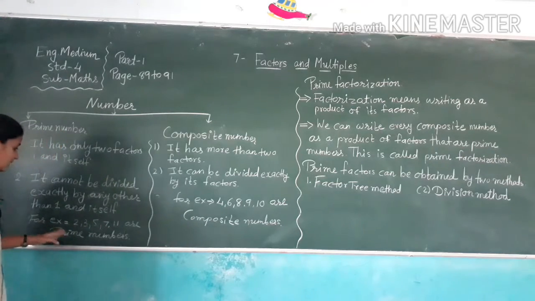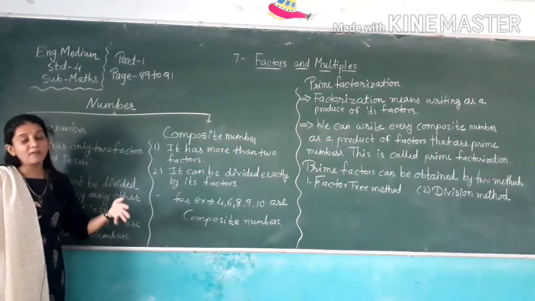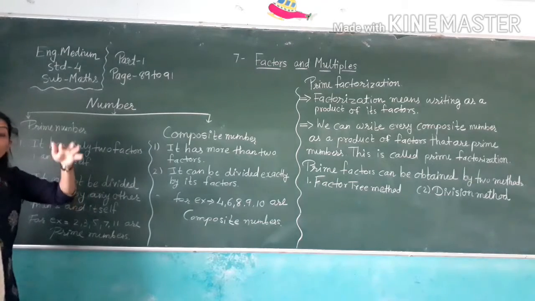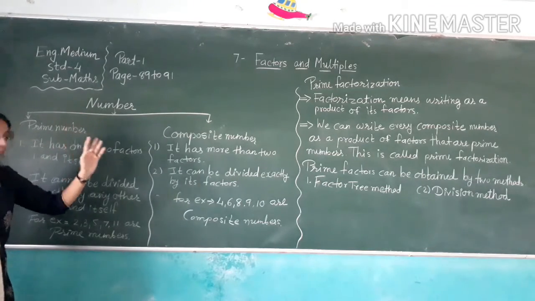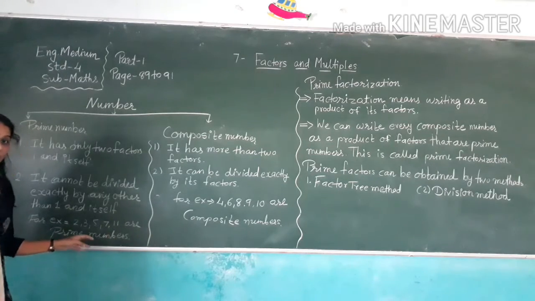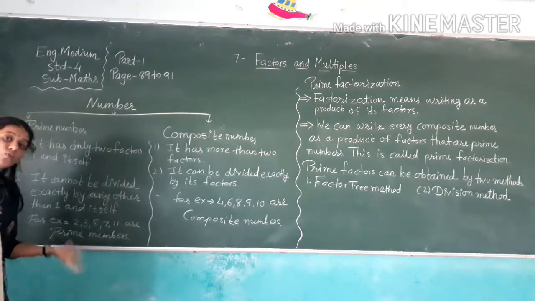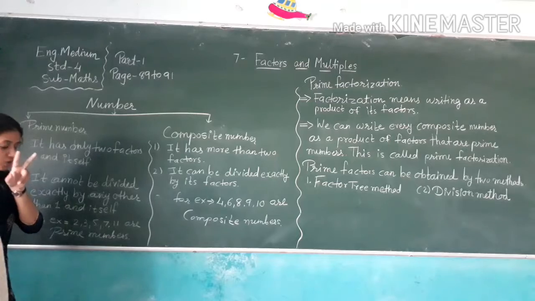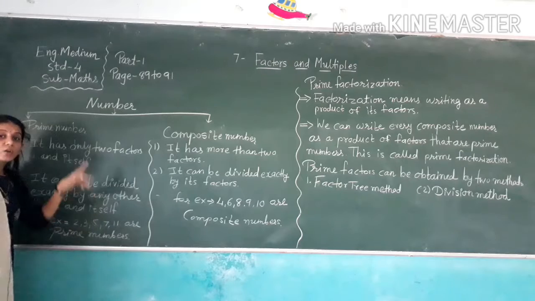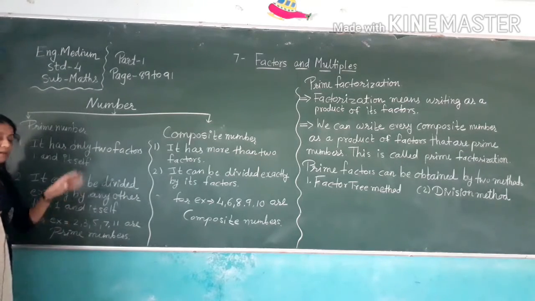For example, 2, 3, 5, 7, 11 are prime numbers. Also 13, 17, 19. In 100, many numbers are prime numbers. 2 divided by 1: 1 twos are 2 and 2 ones are 2. So 2 has only two factors. How many factors? Two factors. This type of number you call a prime number.